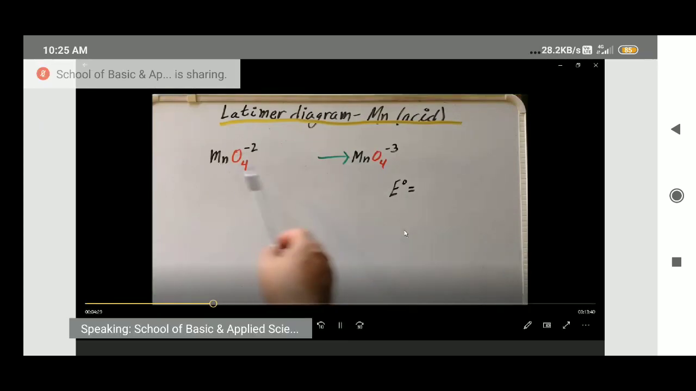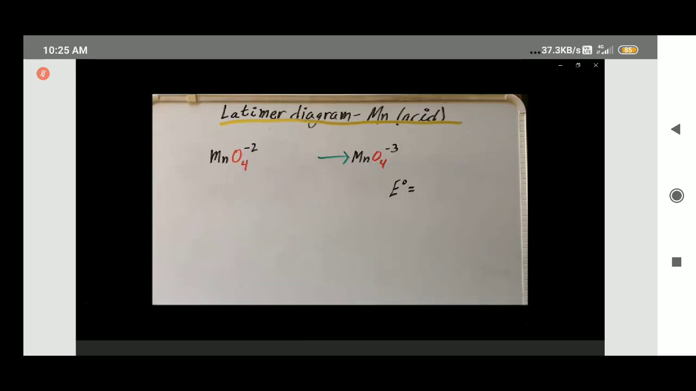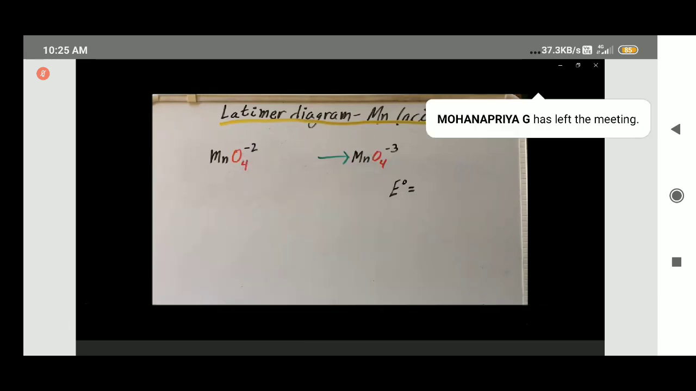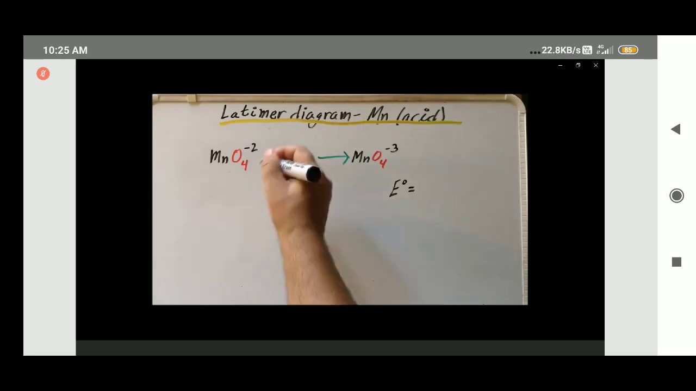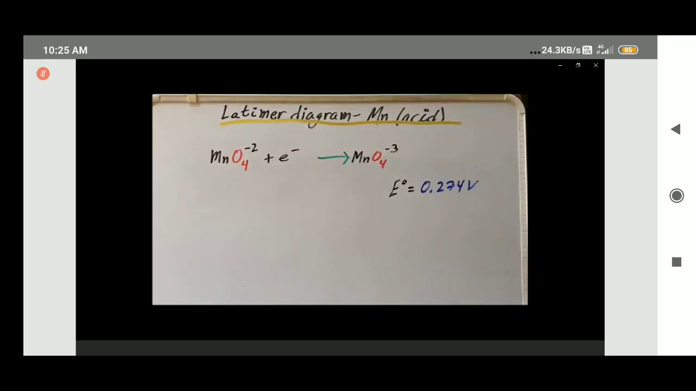This is the half reaction. The only difference on each side here is charge. So we go from the -2 charge to -3 charge. This can be balanced simply by the addition of one electron. The standard reduction potential for this balanced half reaction is 0.74.